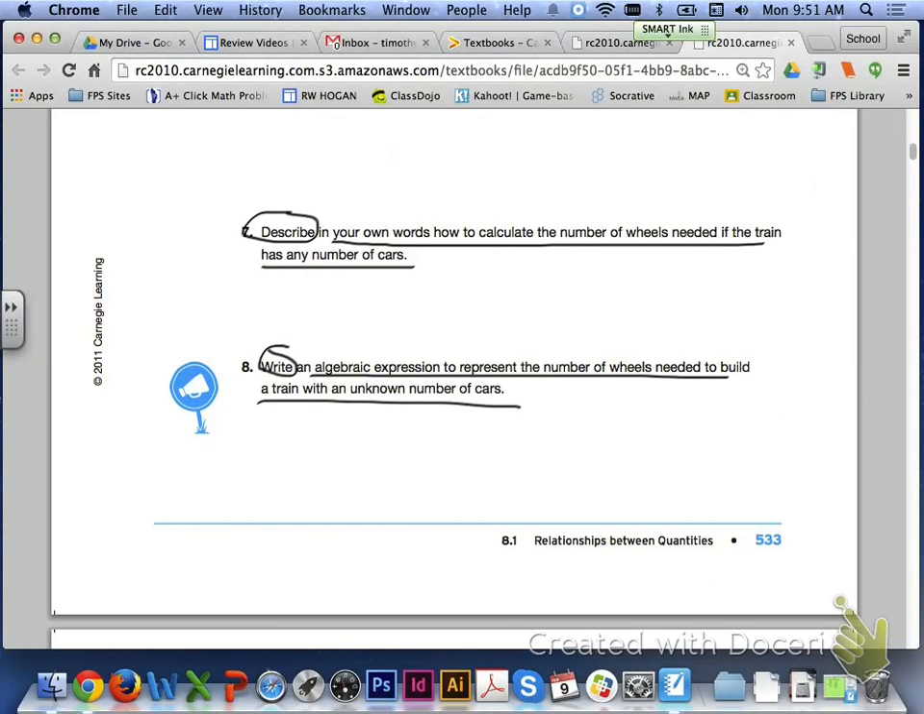Let's take a look at number 7 and number 8. Describe in your own words how to calculate the number of wheels needed if the train has any number of cars. You can go ahead and think about that variable on your own to use for number 8, when you have to write an algebraic expression to represent the number of wheels needed to build a train with an unknown number of cars.